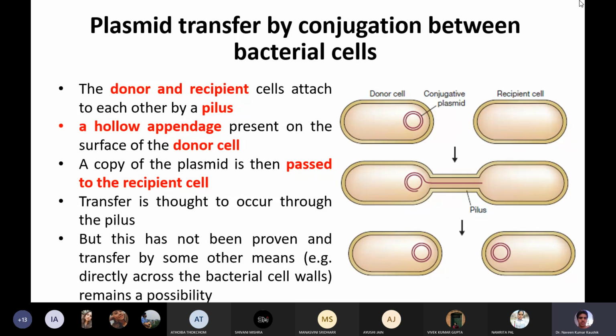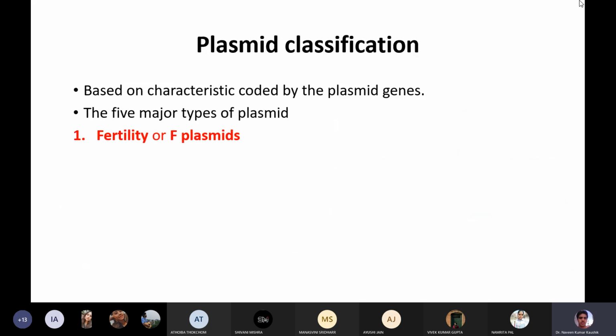This is a natural way. So how does it occur normally? This is called horizontal transfer, from one cell to another cell, where the gene is transferred.